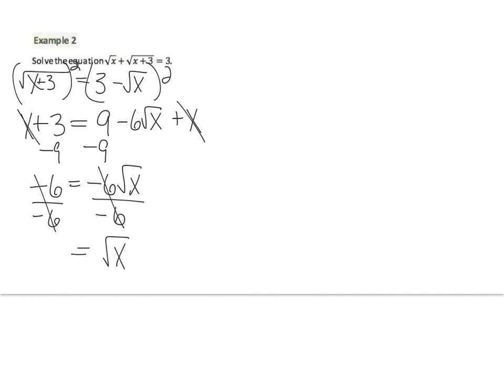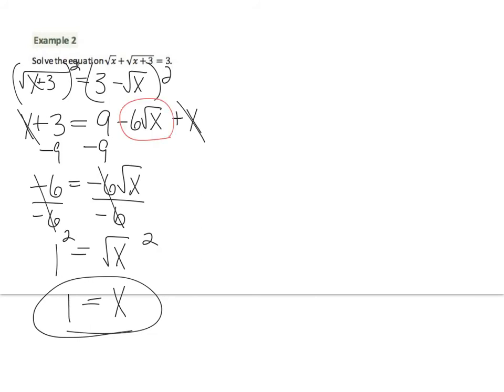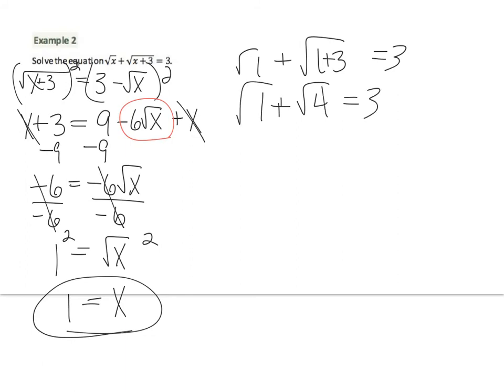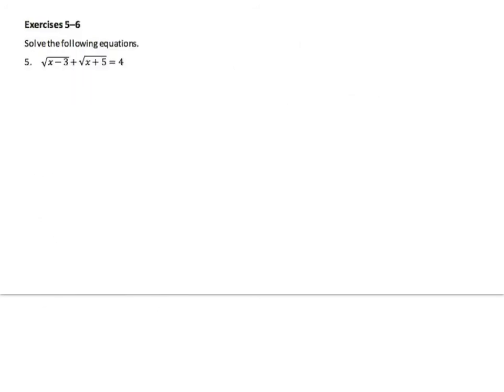Square root of x equals 1. See, I'm not done yet. I still need to square both sides, and I get x equals 1. And that's how these problems are going to work. Sometimes you will not be able to get rid of the radicals on the first try. You'll have to isolate the radical again and then square everything a second time. Let's go ahead and check our work though. I have square root of 1 plus square root of 1 plus 3 equals 3. 1 plus square root of 4, 1 plus 2. Perfect.